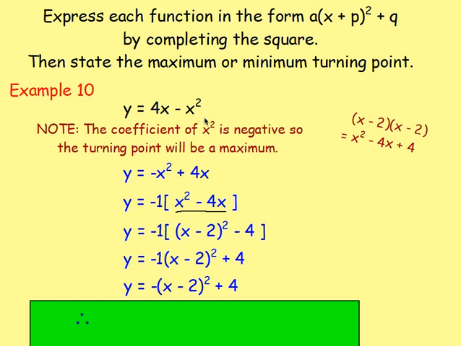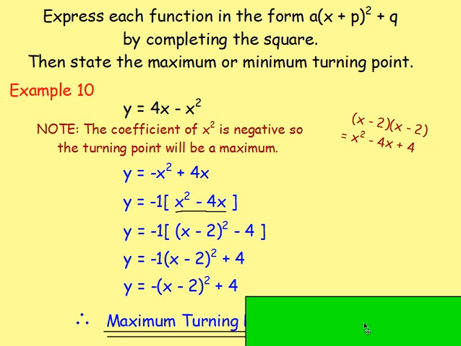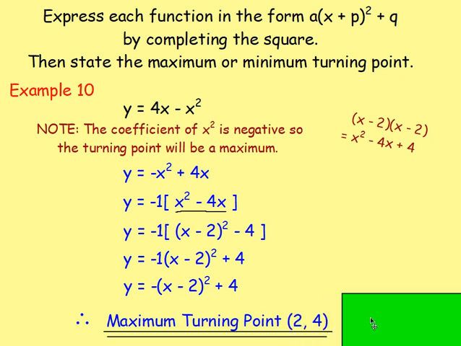Again, x squared is a negative, so it's going to be a maximum turning point. So your maximum turning point this time will be, Olivia? Well done, you got it. It's going to be 2, 4. Perfect.